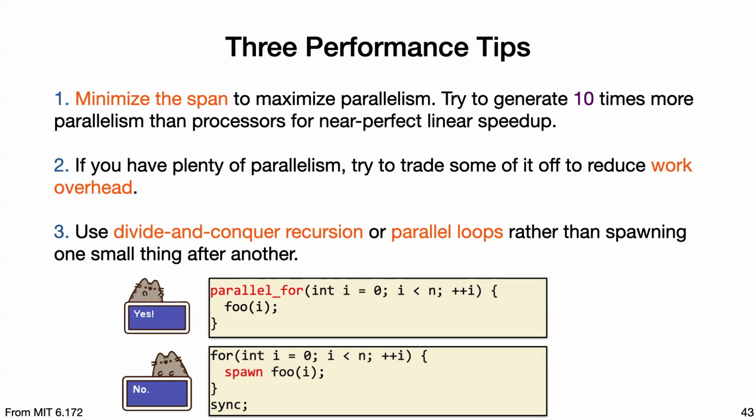Usually, try to use divide and conquer, like spawn and sync, or parallel fors, rather than spawning a whole bunch of things one after the other. So like this, parallel for on the outside, rather than a for on the inside and then spawning all of them, because this will serialize all the spawns, which is not useful.